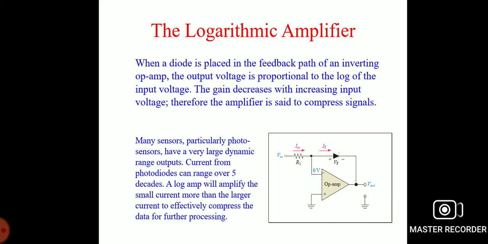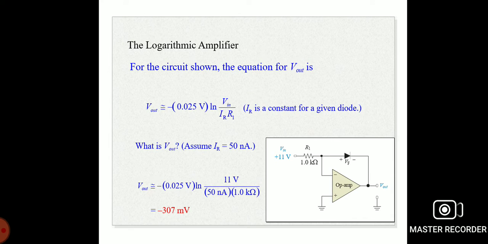So for the logarithmic amplifier circuit, here is the equation of the output voltage. We can see that the output voltage is equal to minus 0.025 volt times the log of V in divided by the input current, I R times R1. The I R is a constant for the given diode.